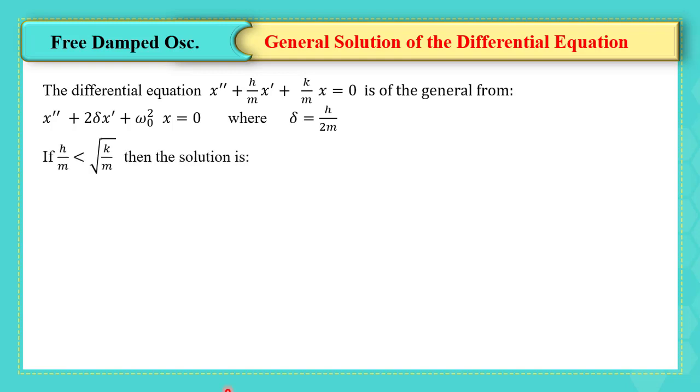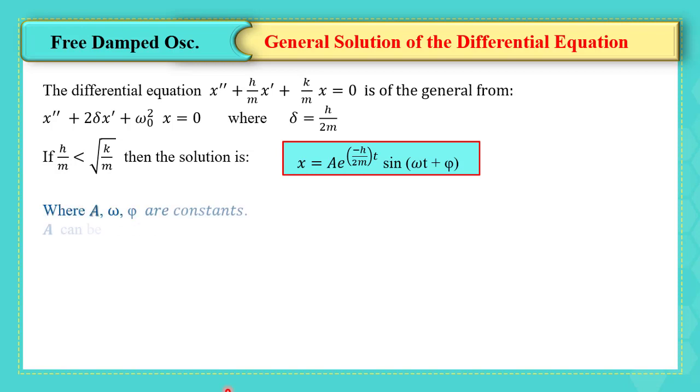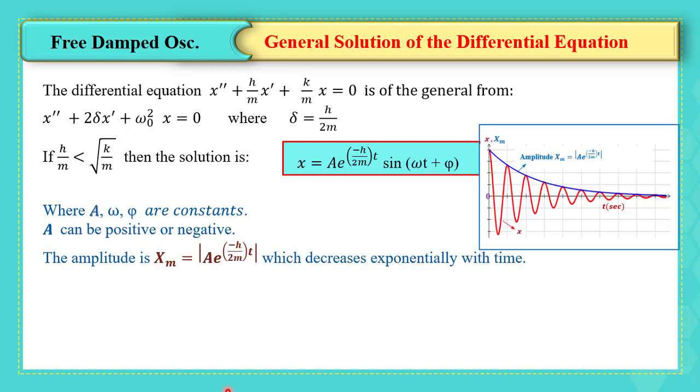If h over 2m is less than the radical k over m, which is omega 0, then the solution is x equals A exponential minus h over 2m times t sine omega t plus phi, where A, omega, phi are constants. A can be positive or negative. The amplitude here is taken as the absolute value of A exponential minus h over 2m t, which decreases exponentially with time.